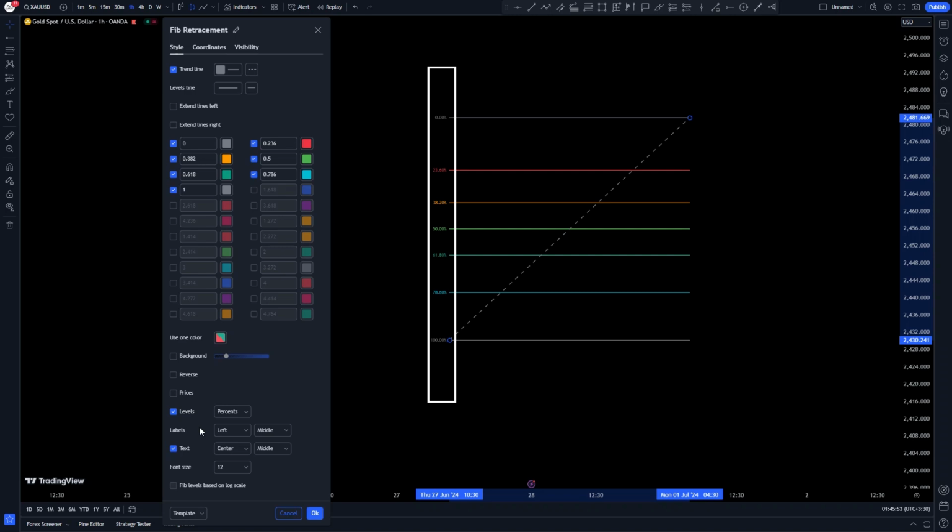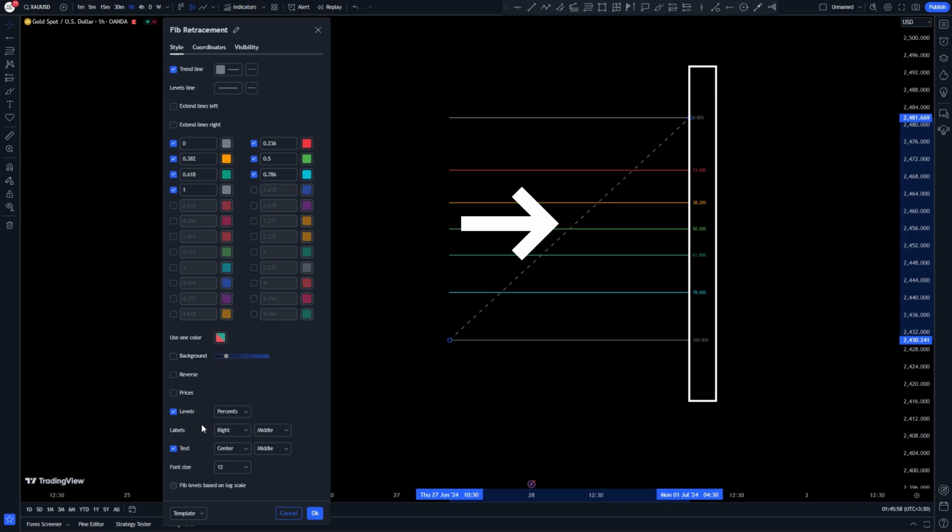Move these percentages to the right side of the tool by clicking the drop-down menu under Labels and selecting Right to place the percentages beside each Fibonacci line. Click the drop-down menu under Labels again and select Middle. Now the percentages are aligned with each Fibonacci line.